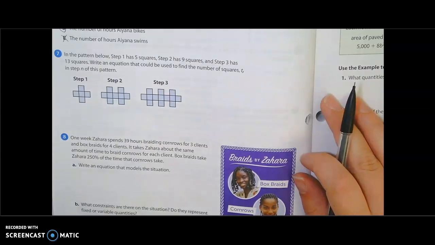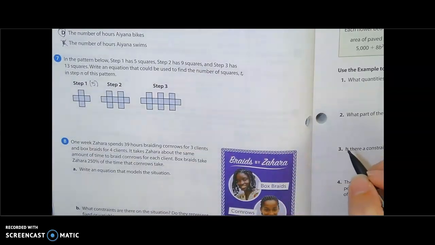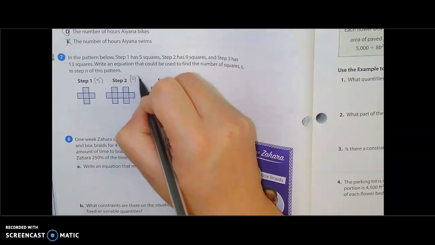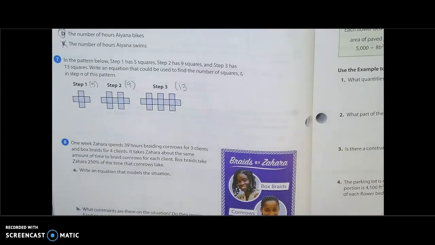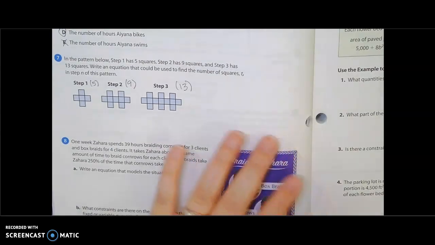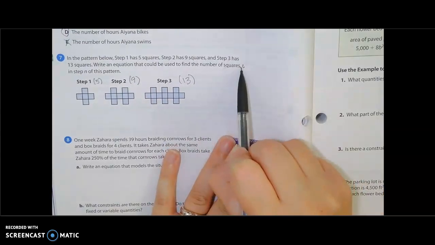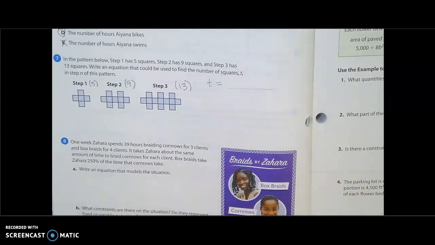Now, let's talk about 7. In the pattern below, step 1 has 5 squares. So I would go ahead and write, we know there are 5 squares here. Step 2 has 9 squares. So I know that there are 9 squares. And step 3 has 13 squares. And so from here, I am going to go through and just figure out an equation knowing that t is our number of squares, so that's what we're going to equal. We're going to have t equals and then fill in the blank steps in N of this pattern.